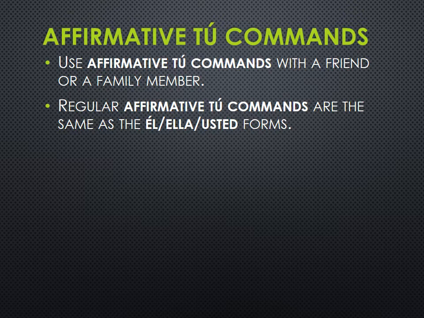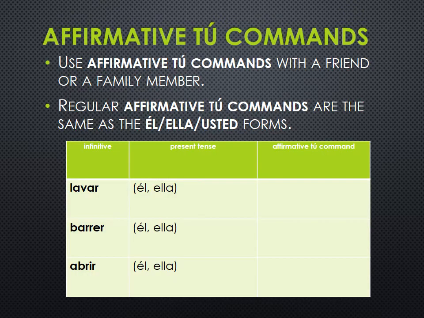Regular affirmative tú commands are the same as the él, ella, usted forms. Okay? So all you have to do is conjugate the verb in the él, ella, usted form. That's it. You don't have to do anything else. Okay? So let's take a look at 3 different verbs with different endings. We have lavar, which will be our AR example, barrer, our ER example, and abrir, our IR example. Okay? So all we do is we conjugate the verb in the él, ella form, all right?